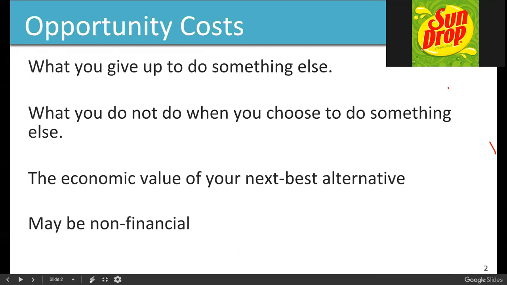Yes. But you've got to think about all those non-financial things, too. You've got to think about all the stress, all the aggravation, all that kind of stuff.